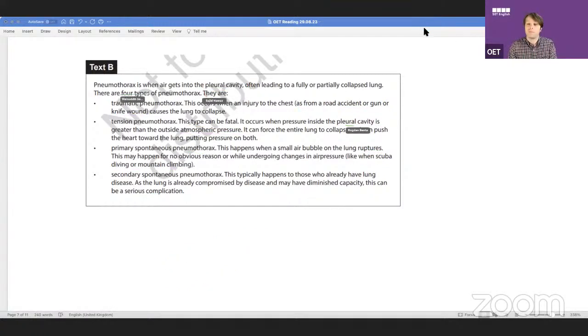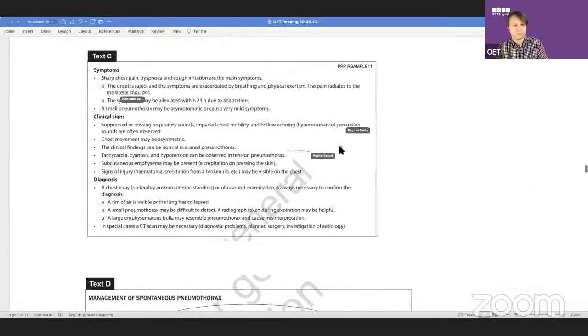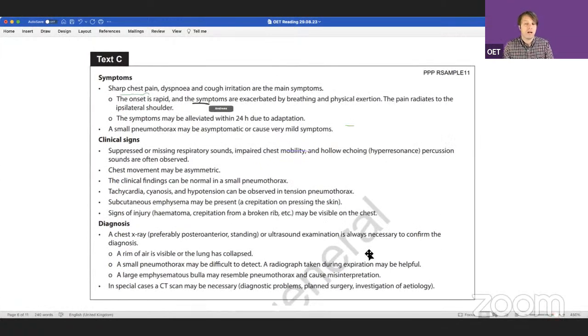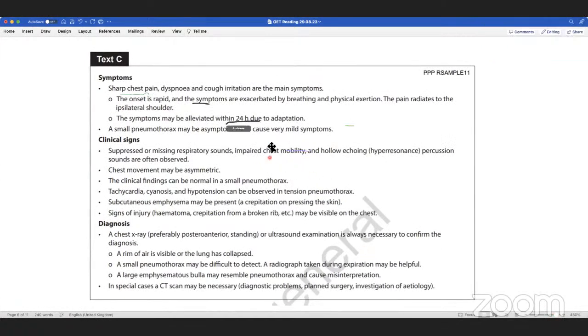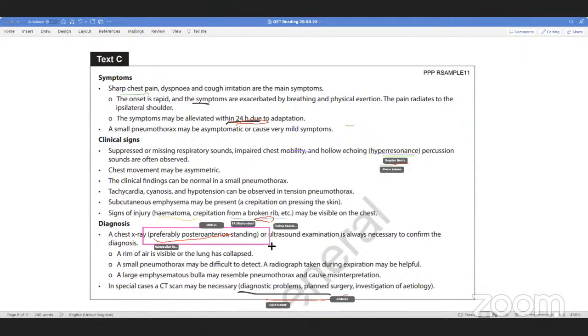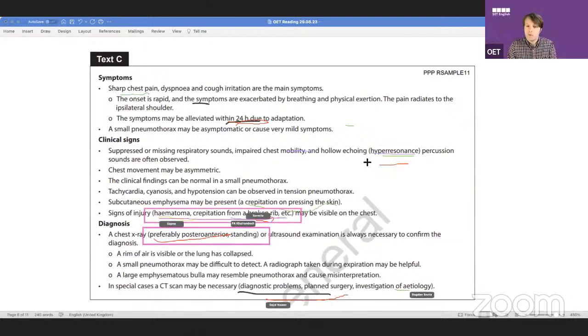What about this one? We'll do one more. What keywords do we have? Vandana, can you tell us keywords here? Or Andrea? Yes, 24 hours. Anything in brackets, guys? Brackets? Yeah, yes, hyperresonance. Right? So we're focusing on all of these things and we're underlining these words.